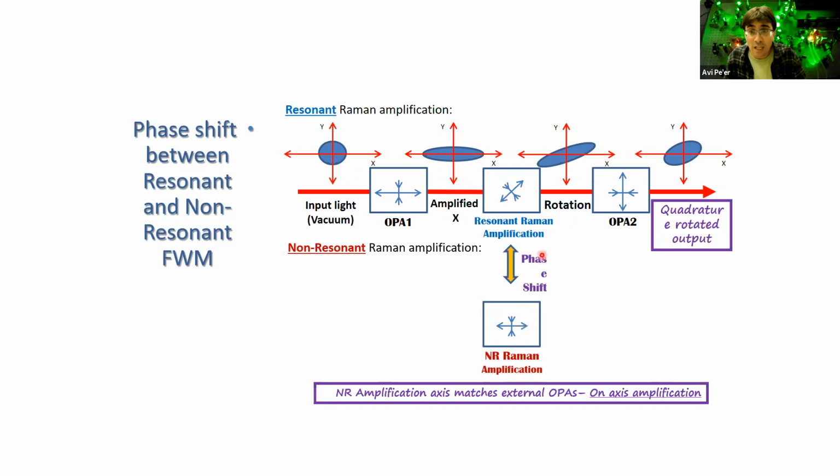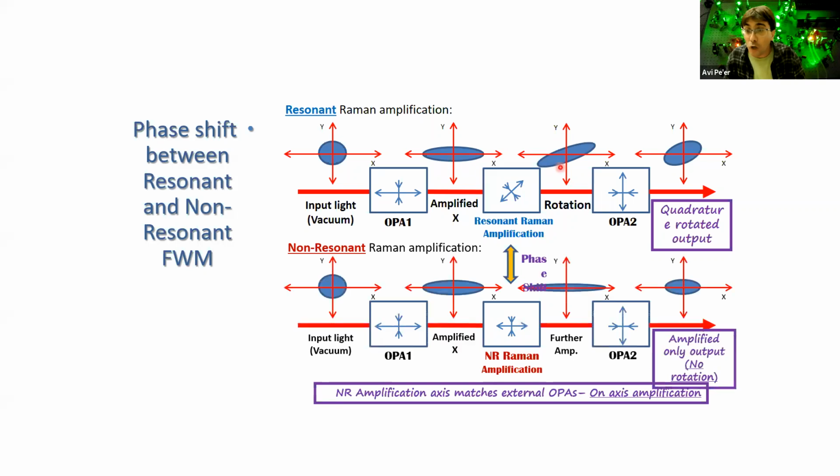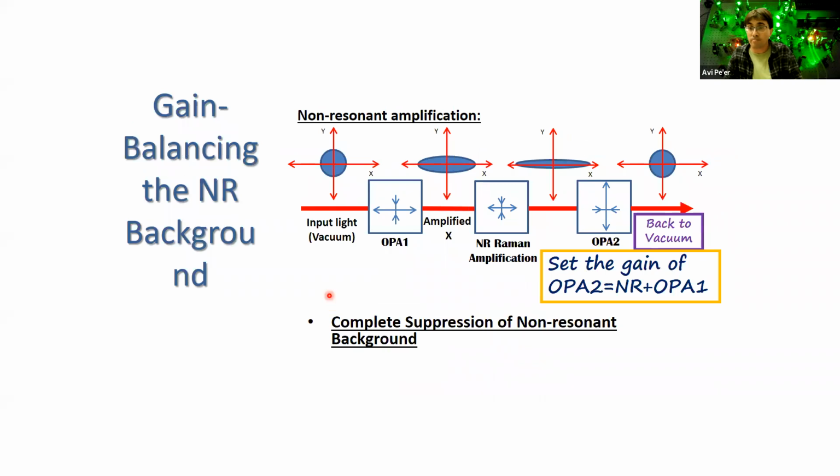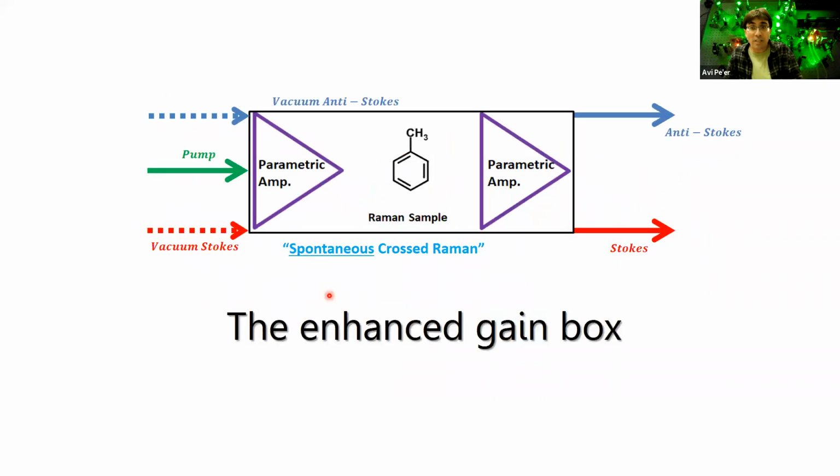And that means that the resonant signal rotates the ellipse, but the non-resonant signal does not. And that means that by tuning the gain, I can just kill it. I can kill the non-resonant background completely by tuning the relative gain between those two amplifiers. So this is what we call the enhanced Raman black box.